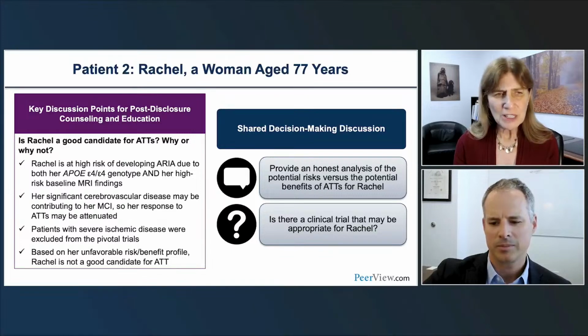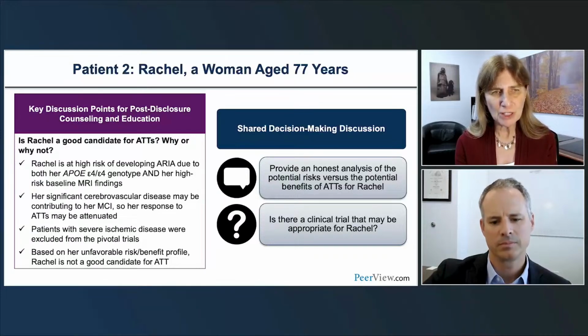Yeah, very similarly. I feel it's a shame. MCI, she's at the mild end of the Alzheimer's spectrum, confirmed amyloid pathology. But is this a safe treatment for her? The baseline MRI and the ApoE4 homozygote status worries me that she's at a high risk for ARIA.